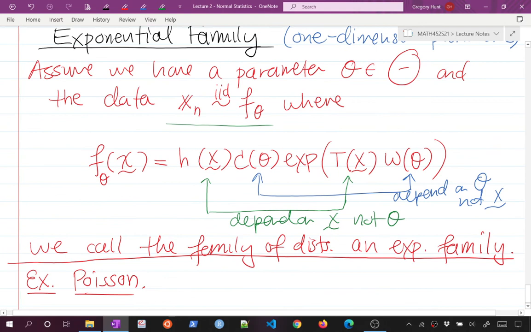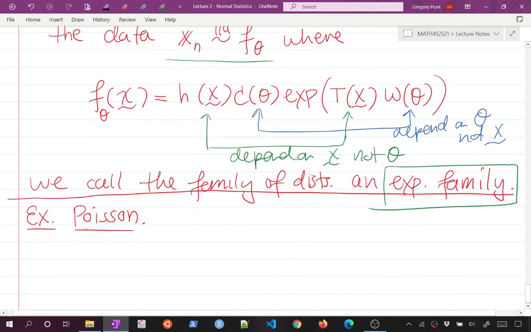So this data comes from some distribution f of theta. If I look at the joint distribution, the joint can be written in a specific way. We're going to have to figure out what exactly h, c, t, and w are. But if we can find some h, c, t, and w such that we can write the PDF in this form, we call it an exponential family. Turns out these exponential families have a ton of super nice properties. Finding good estimators for them, no problem. Things that aren't exponential families could be a little more difficult. So let's look at an example to make this concrete, because it's a bit abstract.